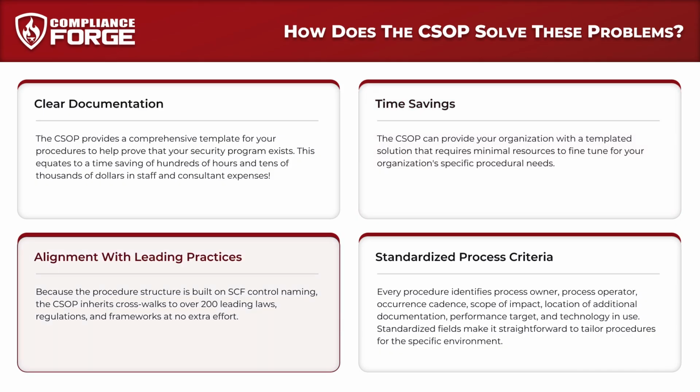The third is alignment with leading practices. Because the procedure structure is built on SCF control naming, the CSOP inherits crosswalks to over 200 leading laws, regulations, and frameworks at no extra effort. And the fourth is standardized process criteria. Every procedure identifies the process owner, the process operator, the occurrence cadence, the scope of impact, the location of additional documentation, the performance target, and the technology in use.